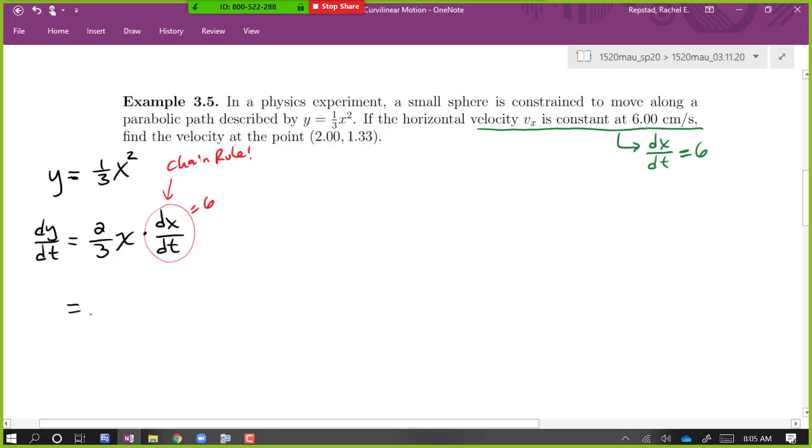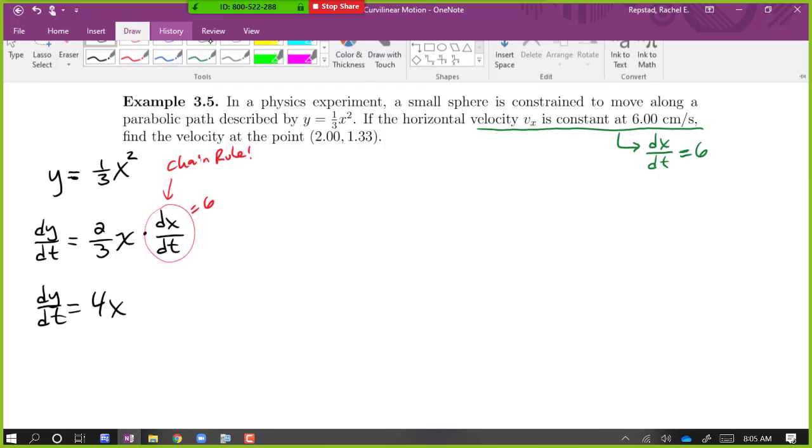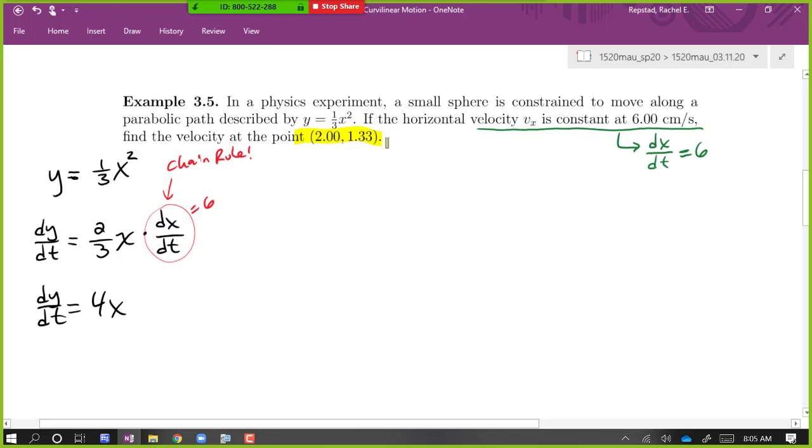So 2/3 times 6 is 4, so as a function of x, dy/dt is 4x. Having dy/dt as a function of x is actually helpful because we want the velocity at the point. They give us the coordinates that we're interested in. So Vy is going to be equal to dy/dt when x is equal to 2.